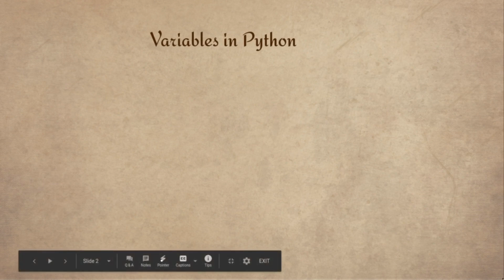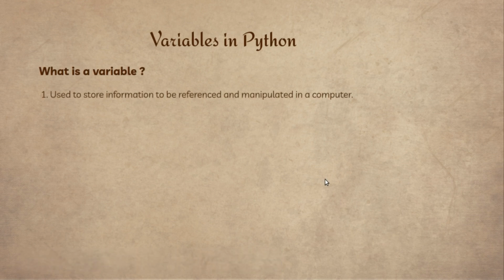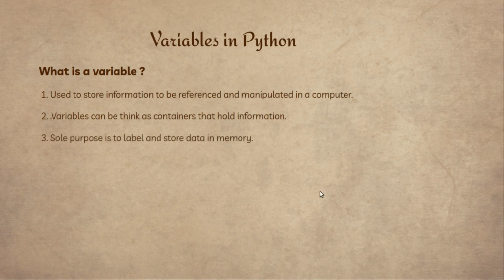First we will talk about variables. So what are variables? Variables are used to store information to be referenced and manipulated in a computer, right? It means that any information that you want to be stored and use later needs to be stored in a variable. That is the function of a variable. Variables can be thought of as containers that hold information. So they are used to hold information that can be used anywhere at any point of time in a code. And their sole purpose is to label and store data in memory.